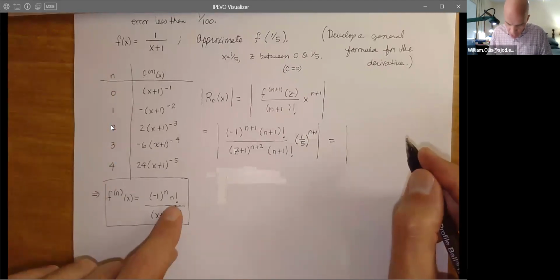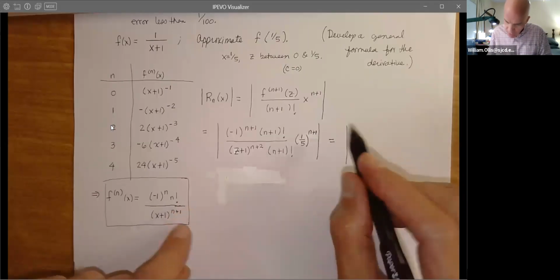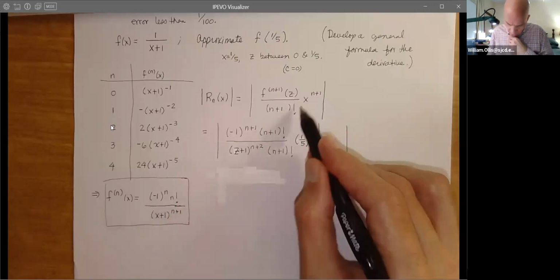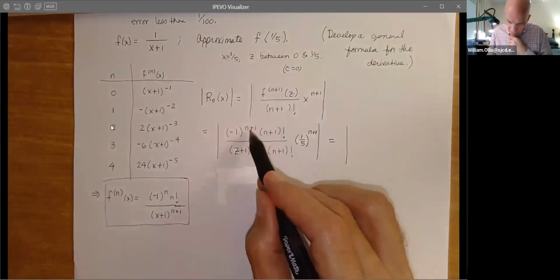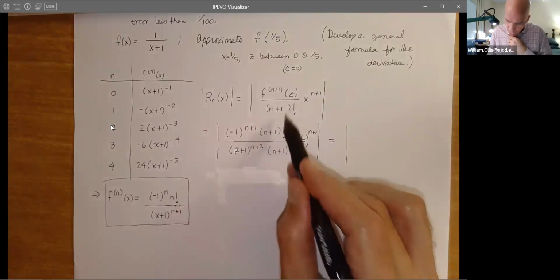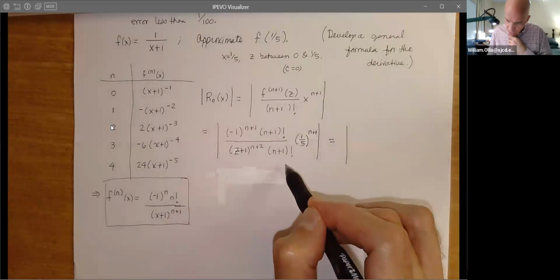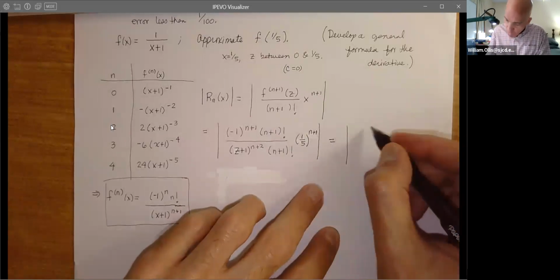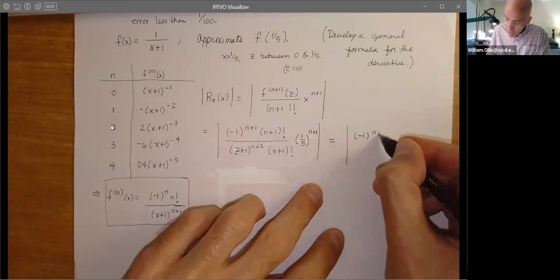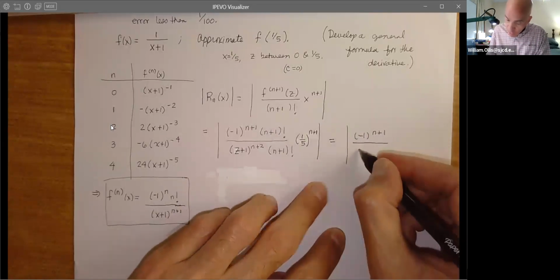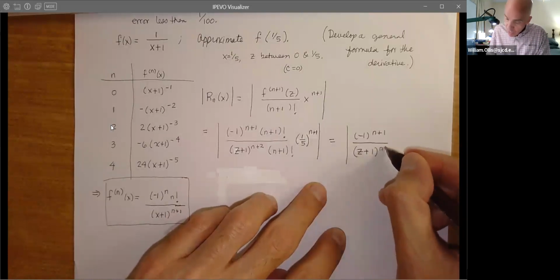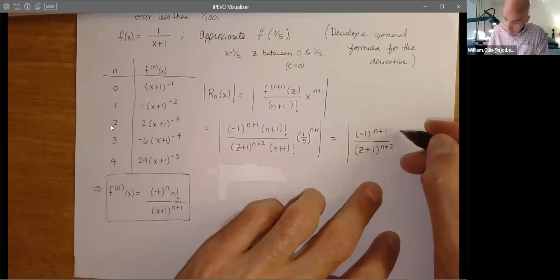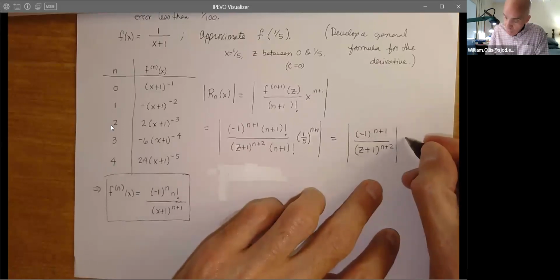And also, let me make sure I've got all of this in good stead. This is an n plus 1, which goes to n plus 2, and then we have the n plus 1, and then we have the n plus 1 factorial, and then this n plus 1. That looks good. So these go away. So we get negative 1 to the n plus 1 over z plus 1 to the n plus 2. The n plus 1 factorials go away, and then we have 1/5 to the n plus 1.